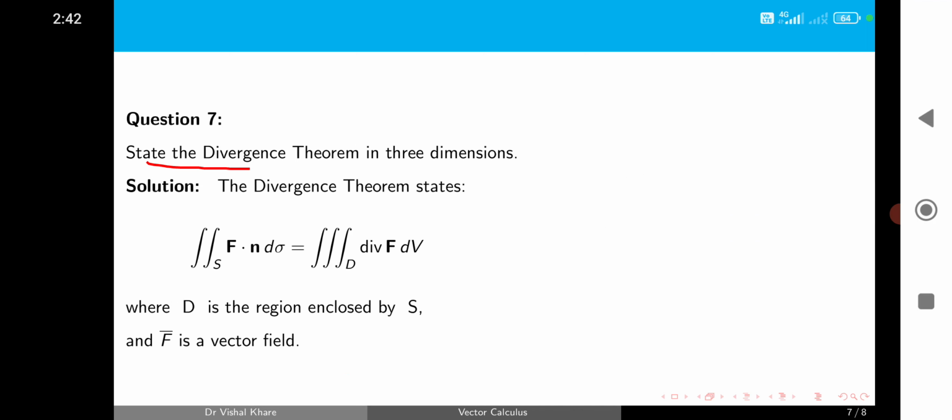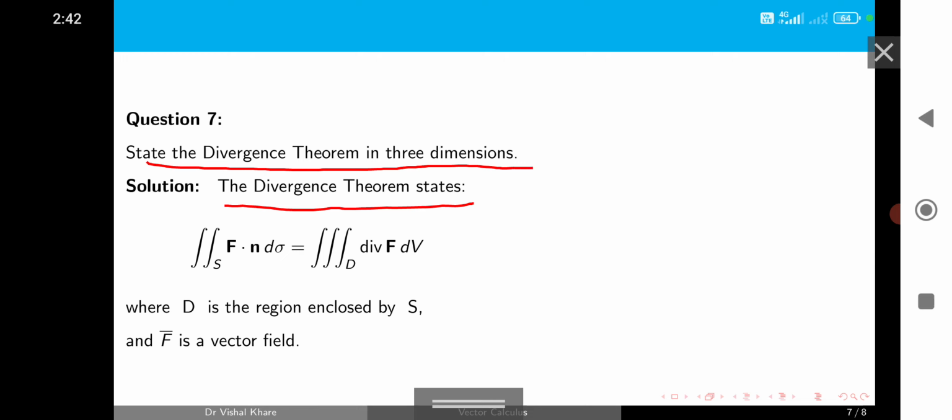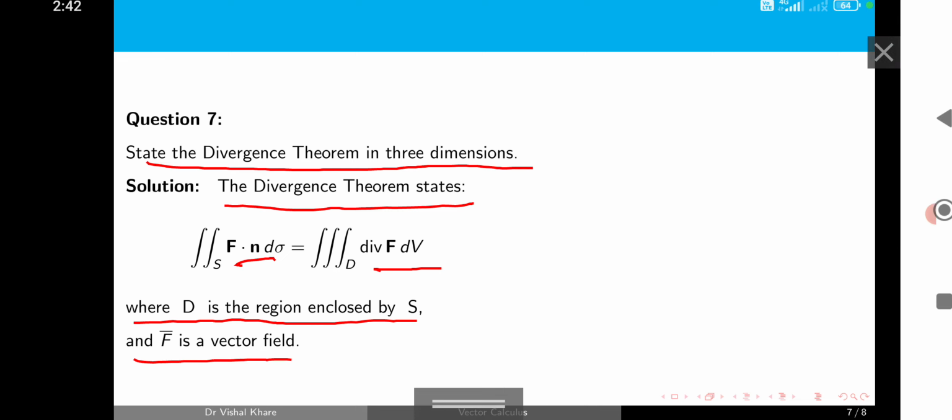Finally, state the divergence theorem in 3 dimensions. So the divergence theorem states that the double integration of f dot n d sigma over S is equal to the triple integral of divergence f dV, where D is the region enclosed by S and f is a vector field.